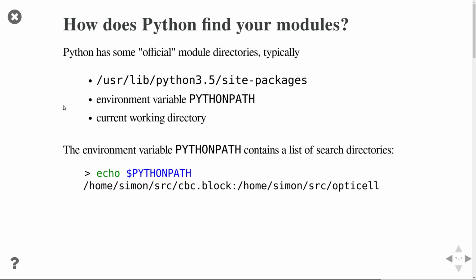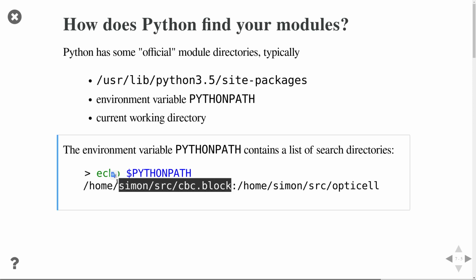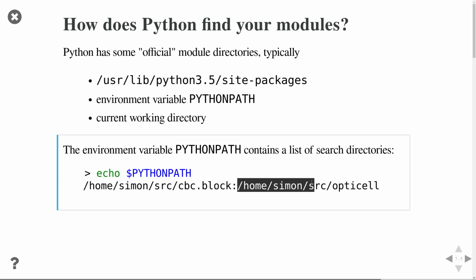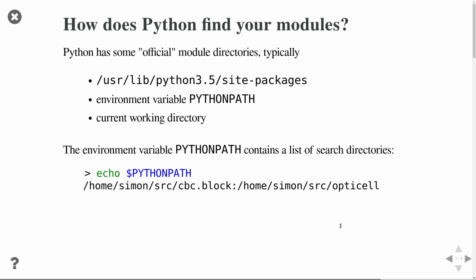So this PYTHONPATH essentially contains a list of search directories where Python looks for modules. And you can check which ones this is on your system by typing in echo $PYTHONPATH, and then you get a colon separated list of paths. So here I've changed my system's Python paths because I have some modules in home/simon/source/CBC_block, and I have some more modules in home/simon/source/OptiCell. And I want to make sure that Python finds these modules, so that's why I've changed this environment variable.